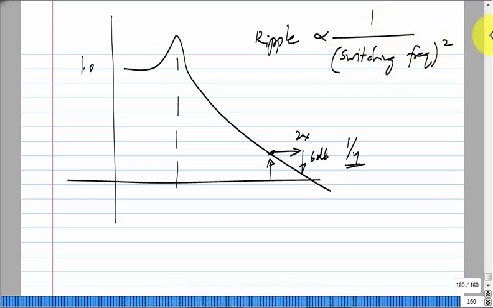So now you can see why it is so attractive to try and make DC-DC converters with higher switching frequencies, because the ripple becomes 1/4, or you can use the trade-off in a different way. Maybe you don't want to reduce the ripple at all. You can keep the same ripple but with much smaller L and C, right? That's the idea.